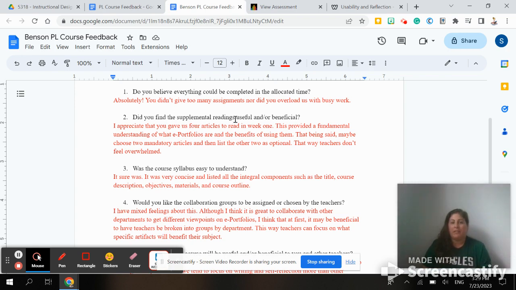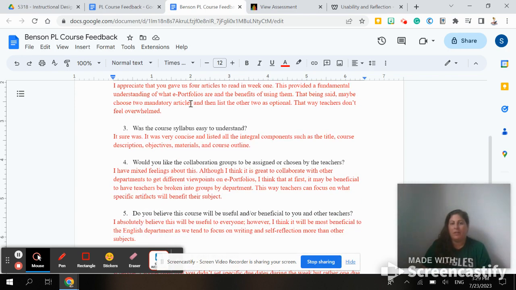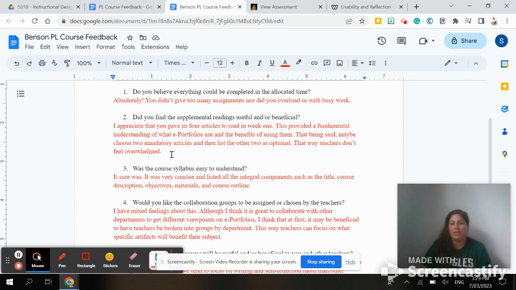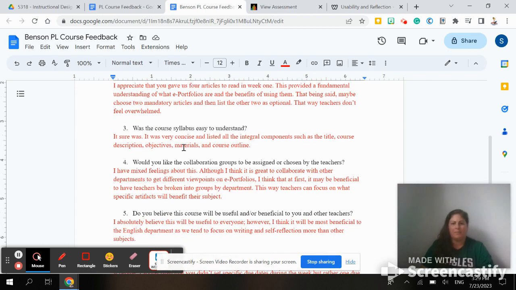The supplemental readings, were they useful and/or beneficial? This one teacher, she did like the readings, especially the 4 different articles I gave them in week 1 to give them that fundamental understanding of what e-portfolios are, how they're going to benefit us in the classroom. However, she made a really good suggestion that instead of giving all 4 as mandatory articles, why not give 2 and then 2 as optional readings? That way they don't feel overwhelmed. It is the beginning of the school year. So I took that into account and made some modifications as well.